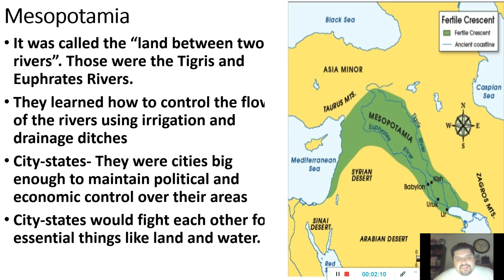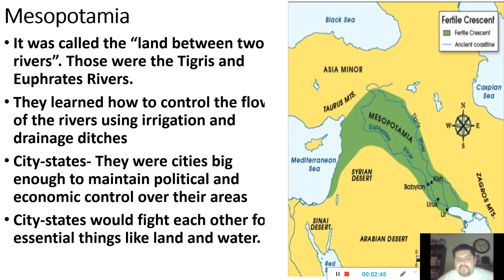The problem is that sometimes with these rivers, once the rain comes in and the weather starts picking up, the water level can rise. And in that case, because they're between two rivers, the water could seep into the town and flood it. So what they did is they learned how to control the flow of the water. They used irrigation and a draining system to navigate the water so that the city did not get flooded.